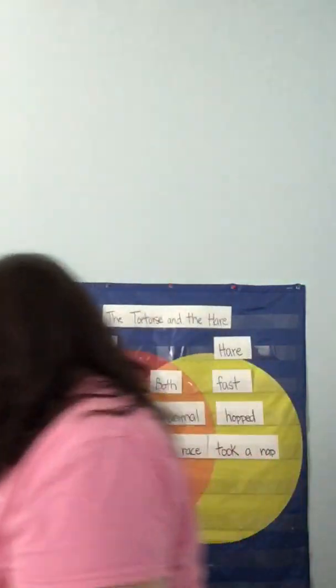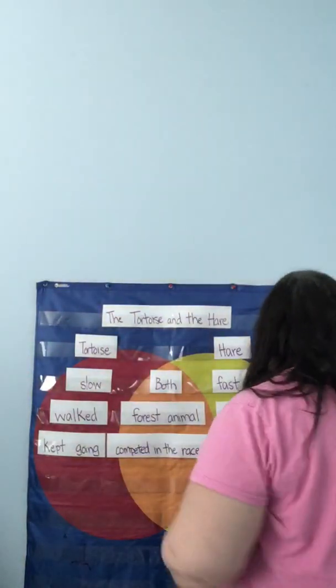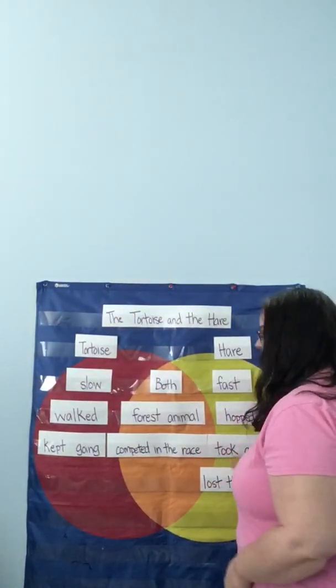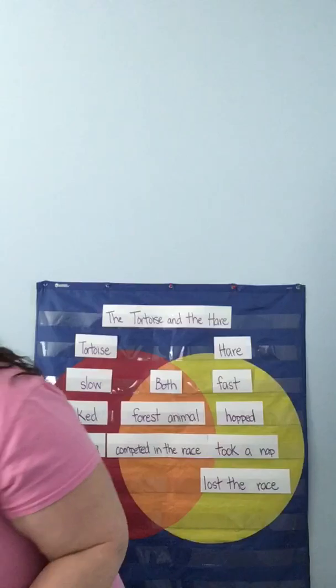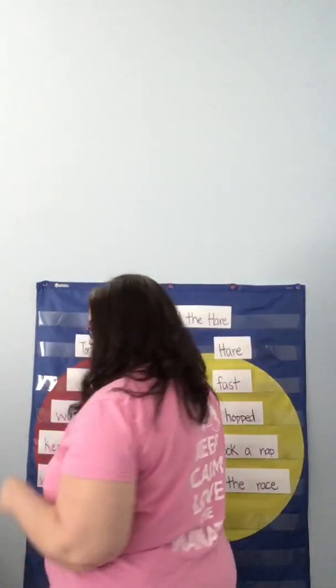Which one lost? Who lost the race? Hare. Hare lost the race because he thought he could beat Tortoise, right? And so he took a nap. He was being kind of mean to him. So if the hare lost the race, then who won the race? Tortoise. So we're going to put that on the Tortoise side.